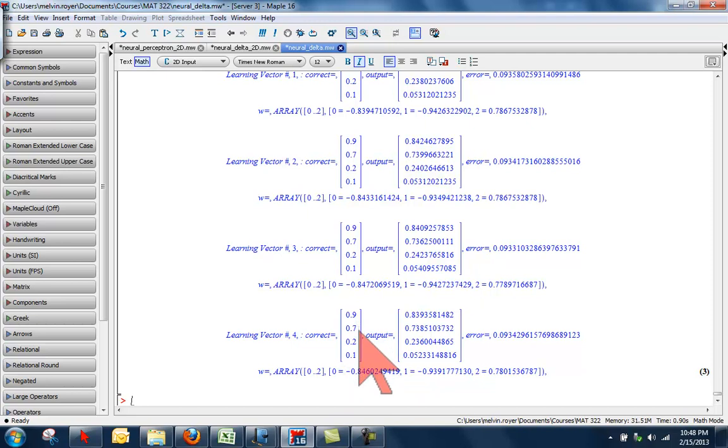Let's go back and look at the final output here. The teacher answers are 0.9, 0.7, 0.2, 0.1, and the network is saying 0.84, 0.74, 0.24, and 0.05. So that's not great. I'm still not within my 0.01 error tolerance, but it's much better than I initially started out with for my randomly chosen weights. A lot of learning has definitely taken place.